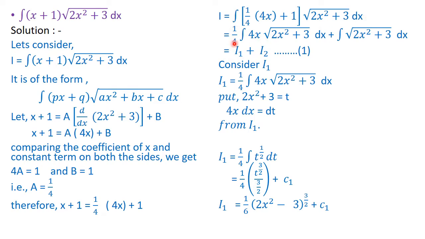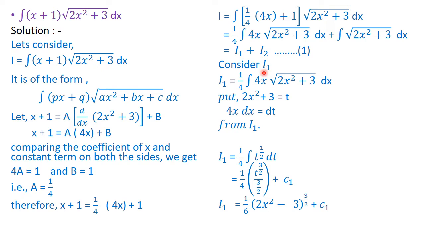Now taking 1 by 4 outside the integral, inside the integral we multiply 4x to this root term and 1 to this root term. So here we have 1 by 4 into the integration of 4x into under root 2x square plus 3 dx, plus 1 into, separating the terms, under root 2x square plus 3 dx. Now both these terms are in standard form, and we can write them as I1 and I2.